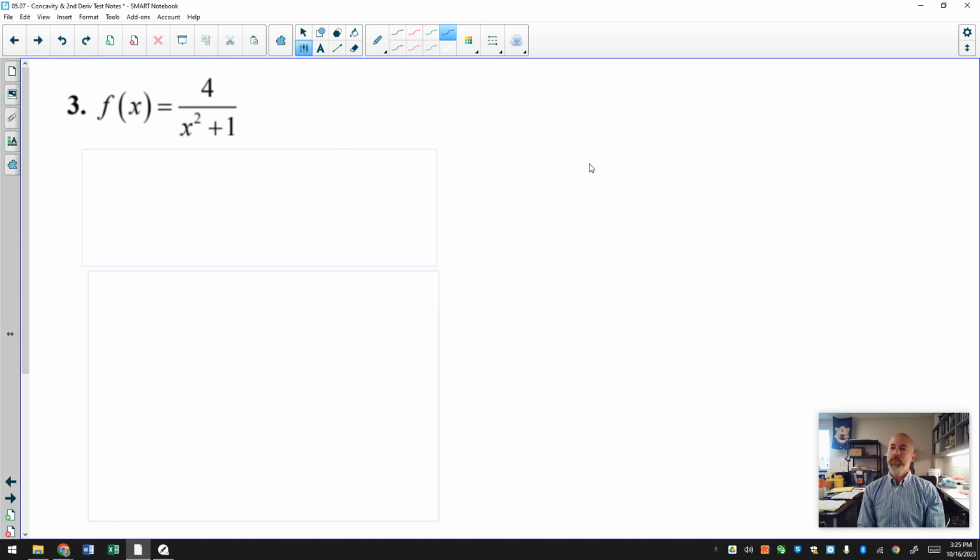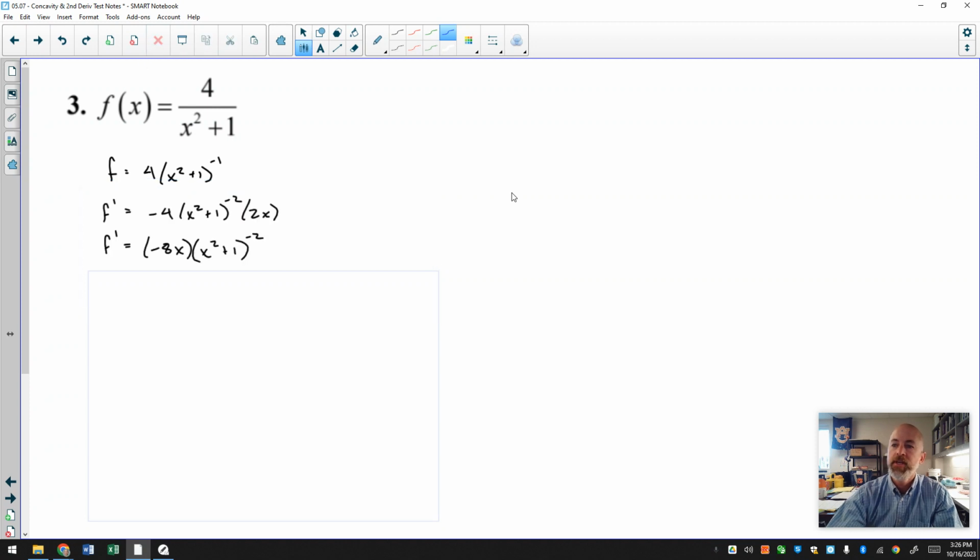And this one's not too bad at first. Your first derivative. In order to do that derivative, please don't quotient rule that. Bring that x squared plus 1 to the top, make it to the -1 power, and chain rule it. It's just a whole lot more efficient. So there is my first derivative. I went ahead and multiplied the -4 times 2x, get -8x.